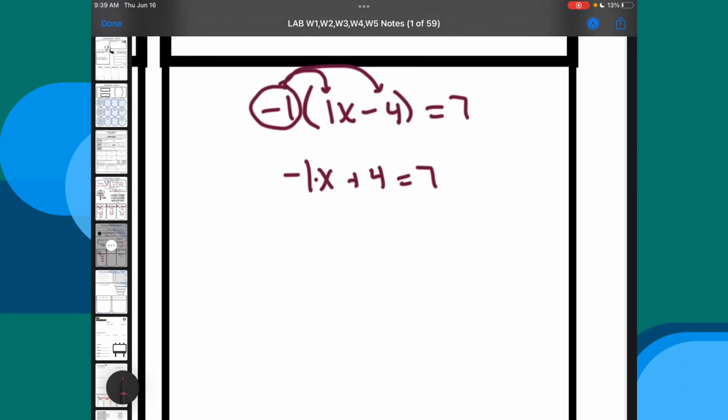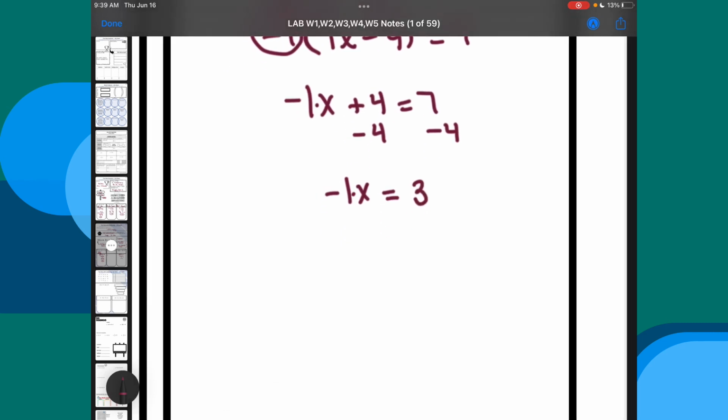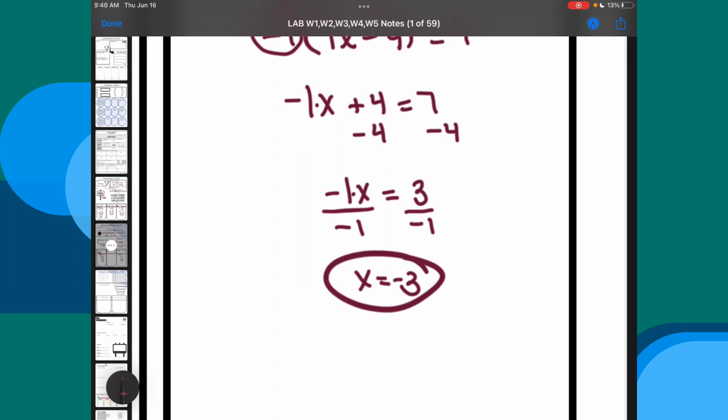Now I have multiplication and addition. So we're undoing addition first to both sides of the equal sign. We get -1x is equal to 3. This is still multiplication, and the inverse of multiplication is division. So we divide both sides, and x is equal to -3. So that's how you solve equations that have the distributive property in them.